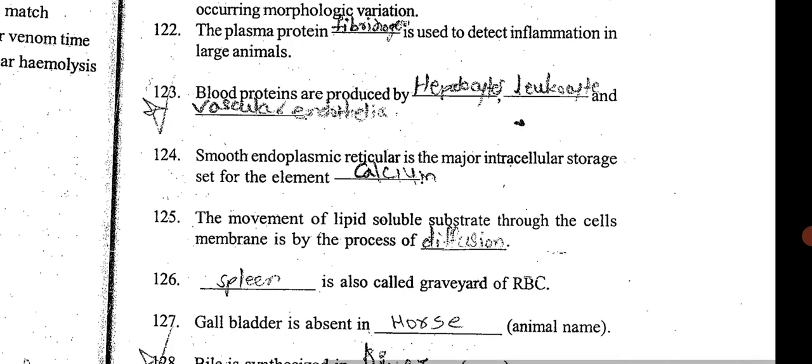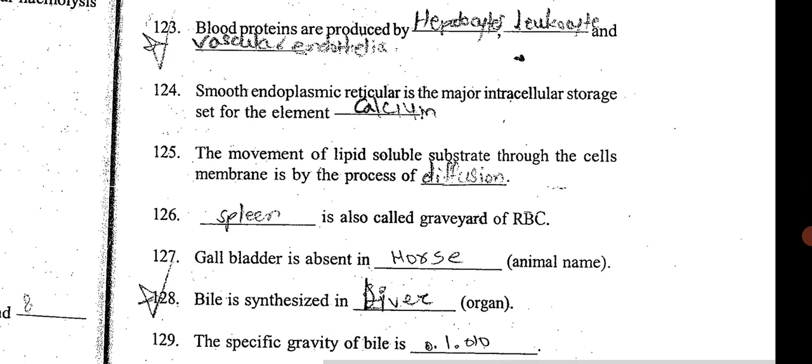Smooth endoplasmic reticulum is the major source of intracellular storage for the element calcium. Calcium is stored intracellularly in the smooth endoplasmic reticulum. Calcium is stored within the cell in the endoplasmic reticulum, and especially the smooth endoplasmic reticulum.